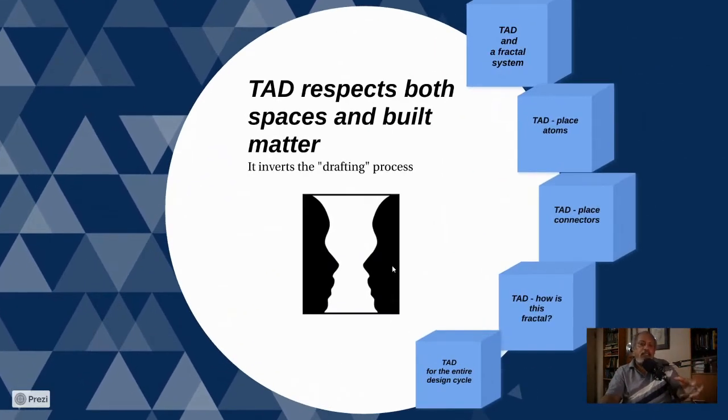What that does is that it actually inverts the drafting process. In the drafting process, we have been asked to look at where the edges of solid matter are, but the solid matter may be bounding one space at one point and another space somewhere at some other point, just the way I showed you. What architecture needs is to talk about both the built matter as well as the space.